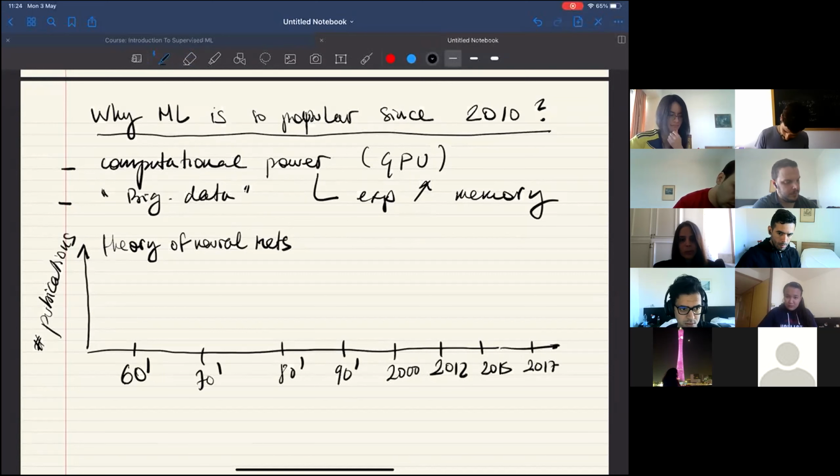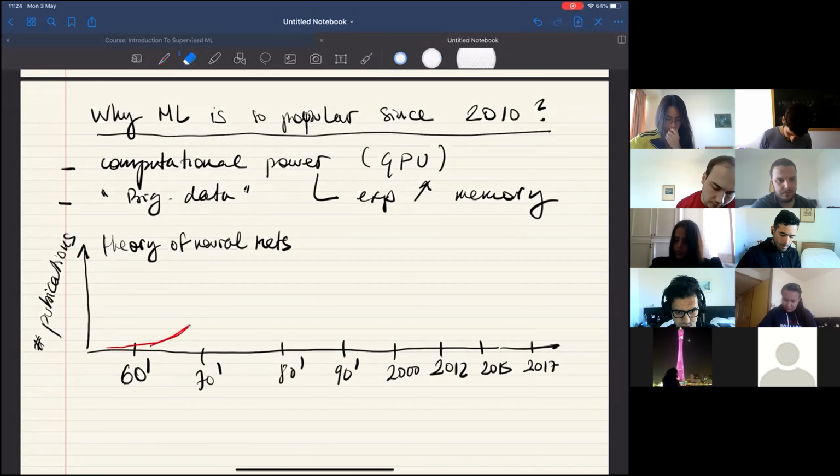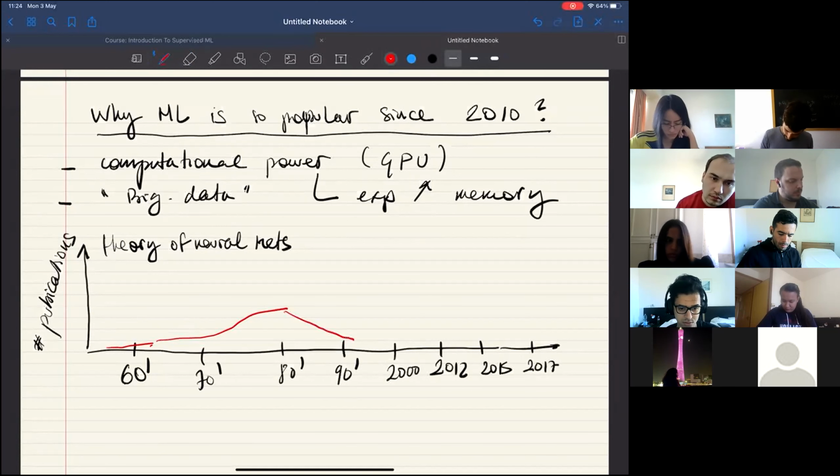So I need to put here the scale is not linear. So the number of publications in, let's say, neural networks or machine learning broadly is a curve that looks around like this. There's been a peak around the 80s that died out, and around 2012 things have exploded, exponentially.